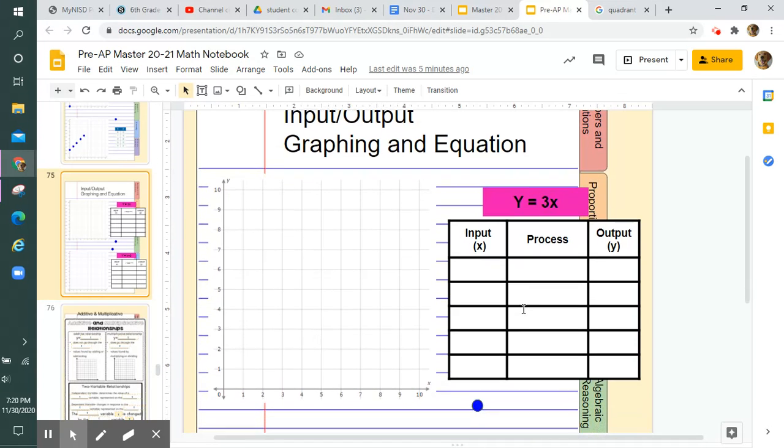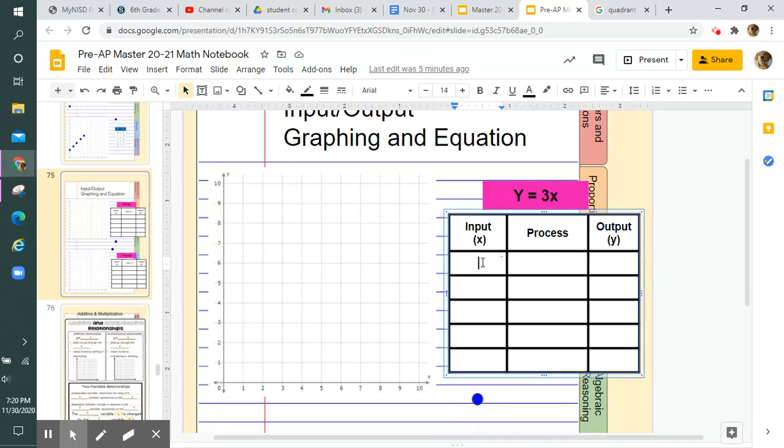Okay, so just like last time, I'm going to pick numbers that make sense. So I'm going to pick 0, 1, 2, 3, 4. Those numbers make sense. Since we're multiplying, we want to keep our numbers small so that they fit on our graph. Again, if you don't need this process part, you don't have to do it, but I'm going to still do it for this one just so that we have it.